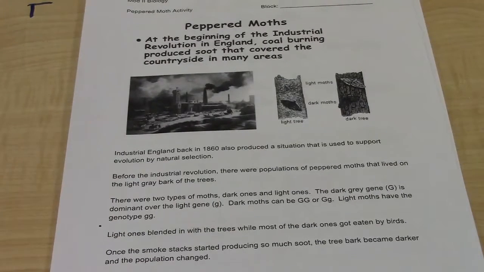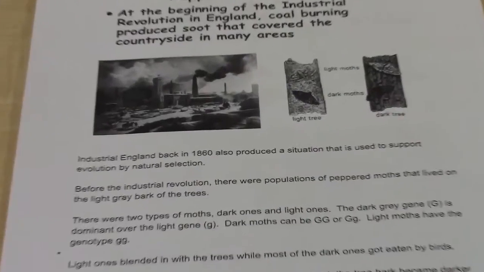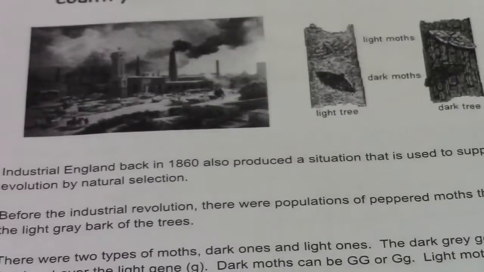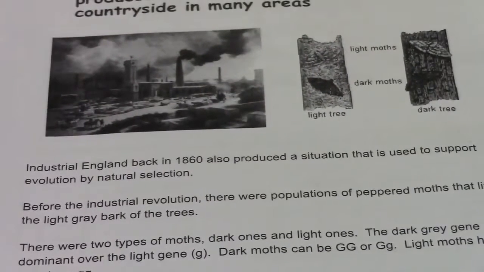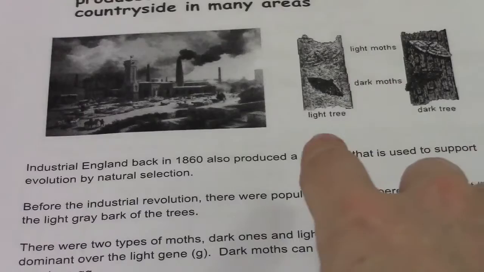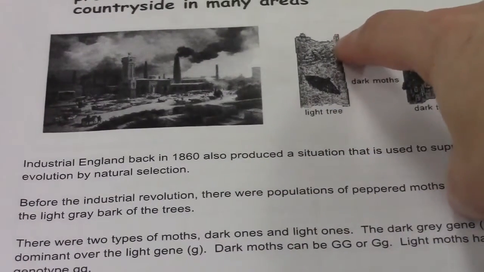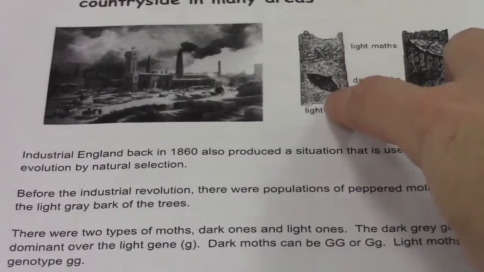at the beginning of the Industrial Revolution in England, coal burning produced soot that covered the countryside in many areas. So you can see the clouds and smoke there. And then, before the Industrial Revolution, there were populations of peppered moths that lived on the light gray bark of trees. So that's what we're seeing here. We had light gray trees, and there's a light moth, and there's a dark moth.